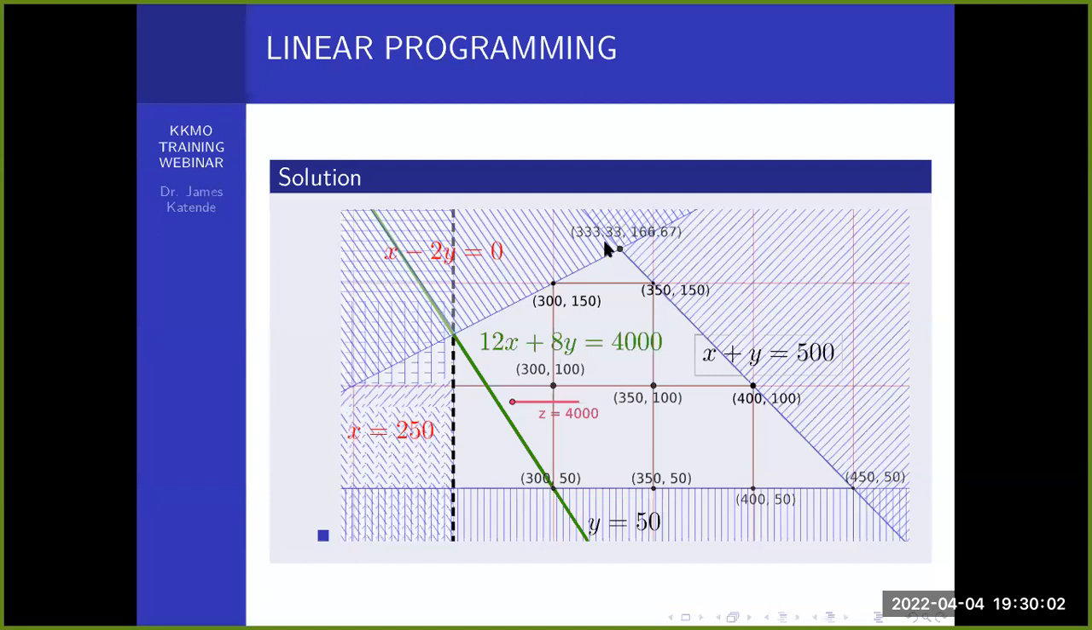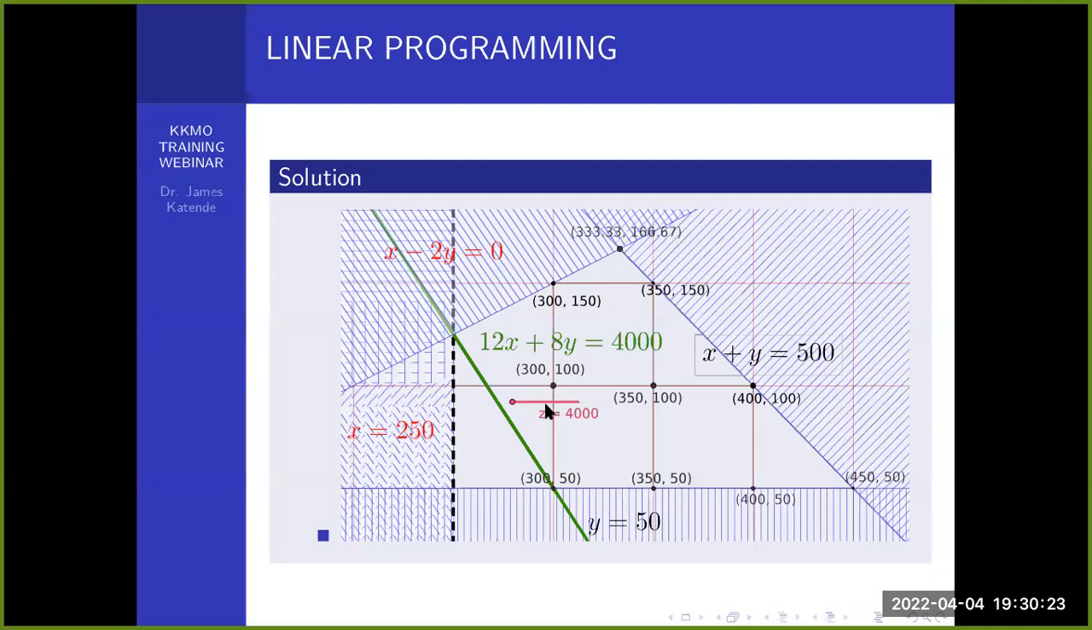Here's a point which is fractional, yet we need integers. So this is what I was telling you, the assumption that the variable is continuous. So sometimes you end up with some fractional values, but there are ways around it. So these are all the feasible points.